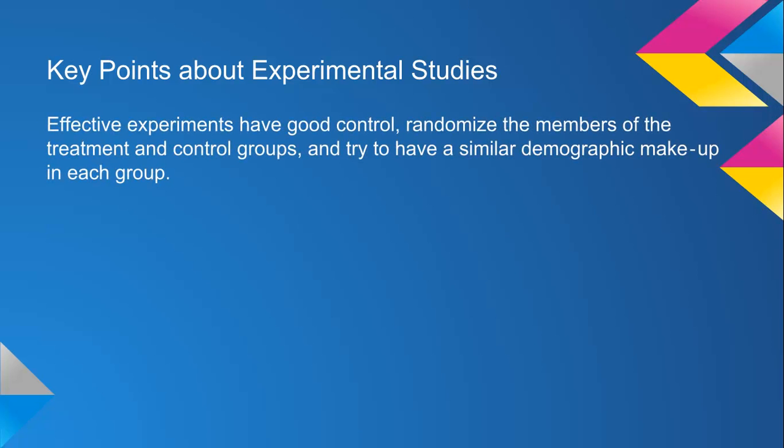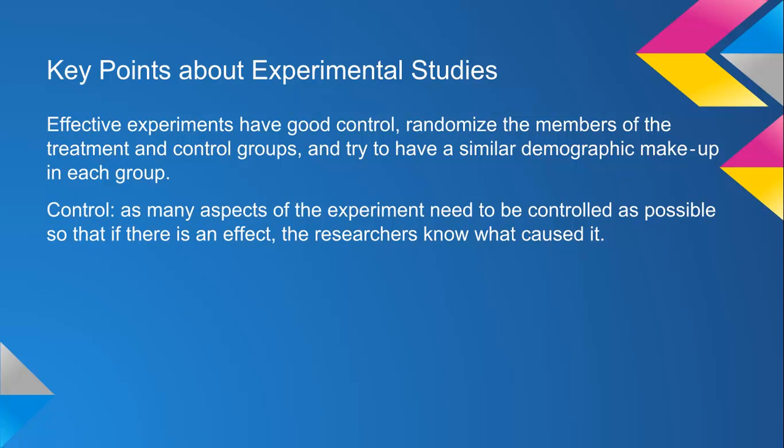Experimental studies have good control. The effective ones have good control, randomize the members of the group, and try to have a similar demographic makeup in each group. So each group is pretty much the same, and they try to randomize people so that they can really see what effect the variable has.